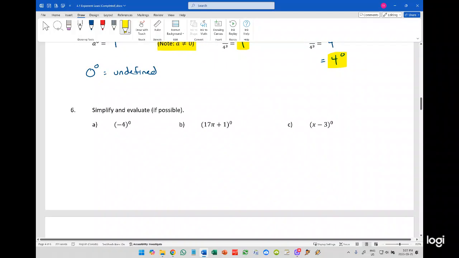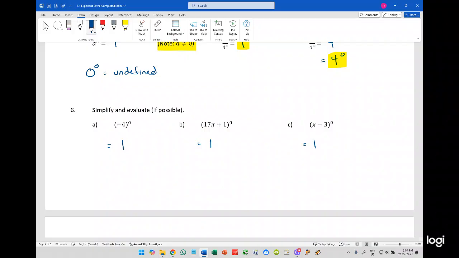This one I'm going to spend almost 0 time on. No pun intended with the 0 exponent. Negative 4 to the 0 is 1. 17 pi plus 1 to the 0 is 1. X minus 3 to the exponent 0 is 1, assuming that x is not equal to 3. Because if x was equal to 3, then we'd have 0 to the exponent 0. So we're not allowed to do that, but for everything else, we just have 1 as the answer.